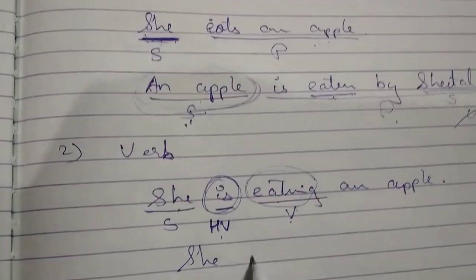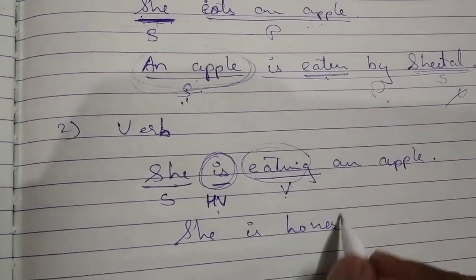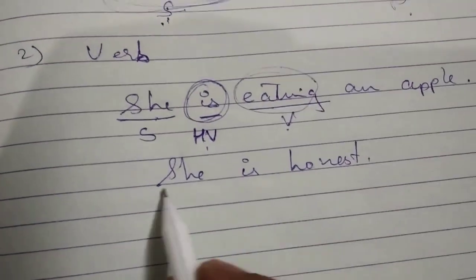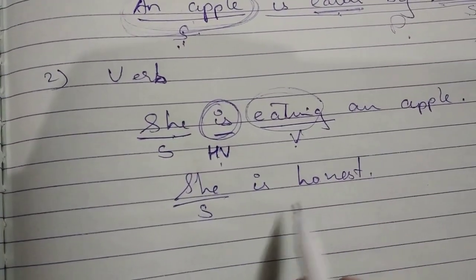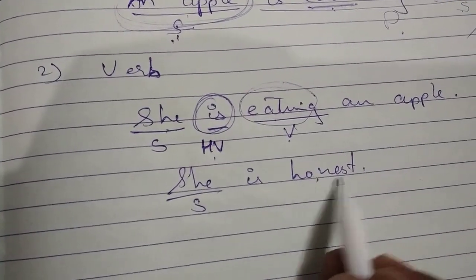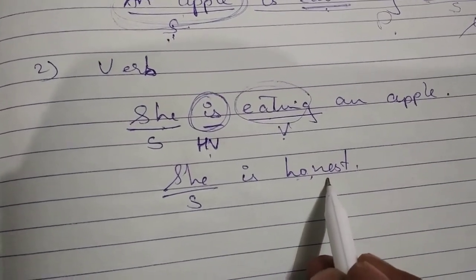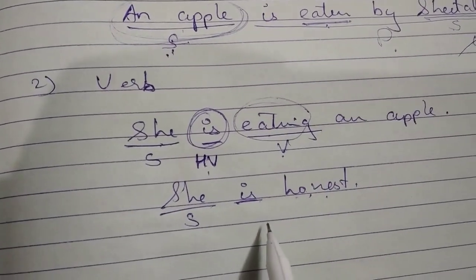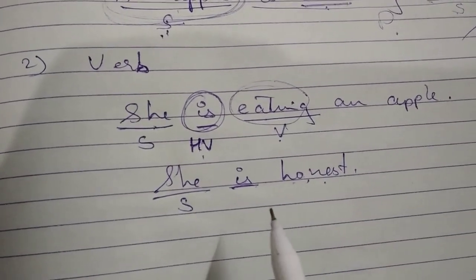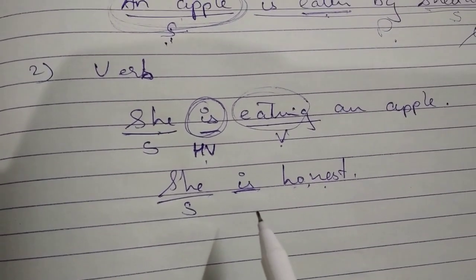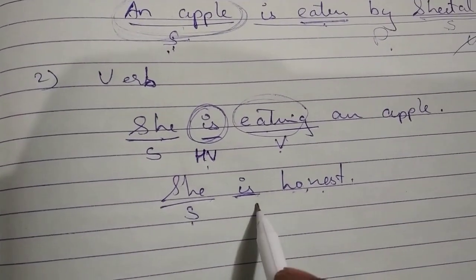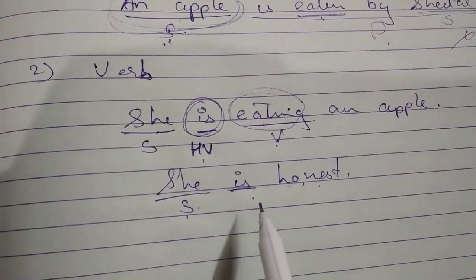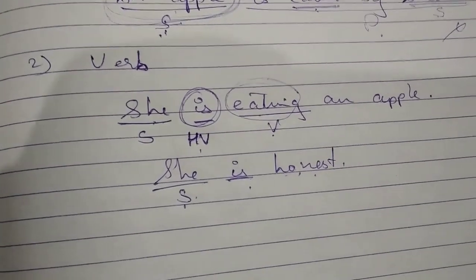Now see here: she is honest. What is the subject over here? She. Now the verb? Honest? No. Honest is an adjective. So what remains? She is. Okay. Because the sentence is complete. A sentence cannot be complete in its meaning unless we have one subject and one verb. One subject and one verb has to be present in the sentence to become meaningful and complete. Clear?